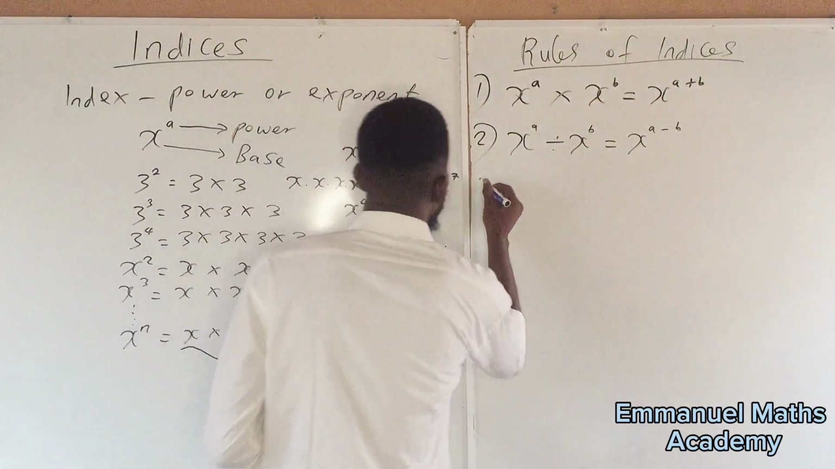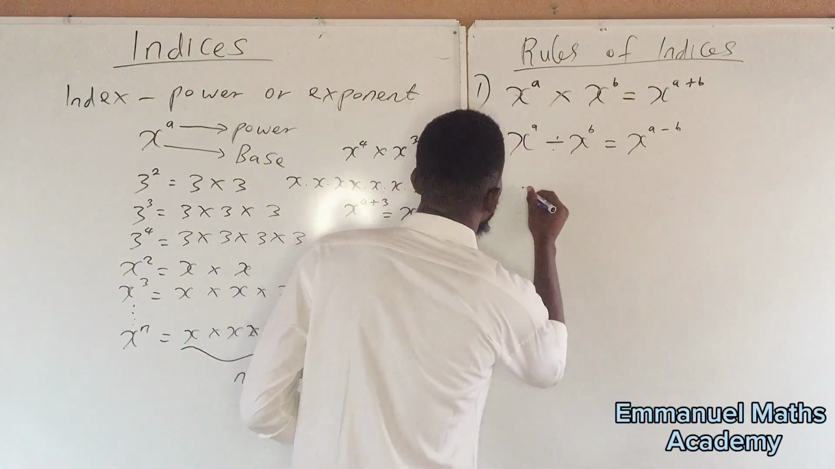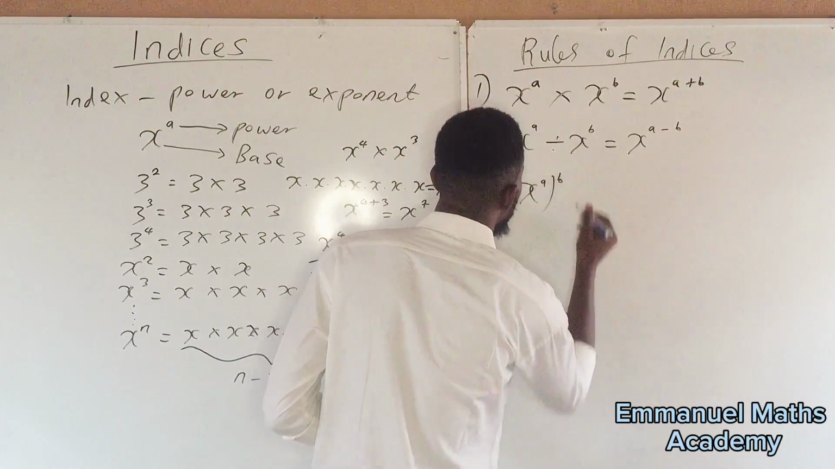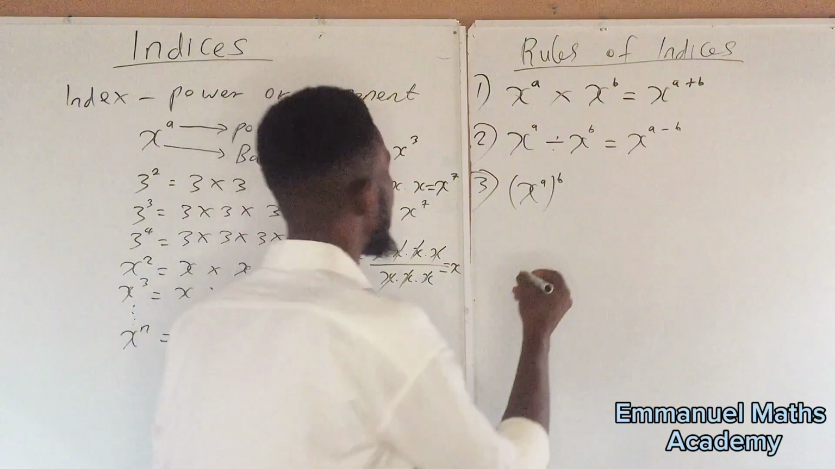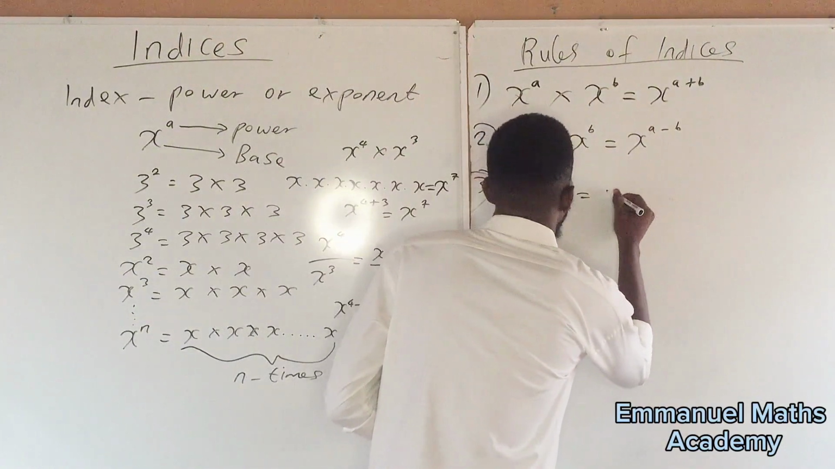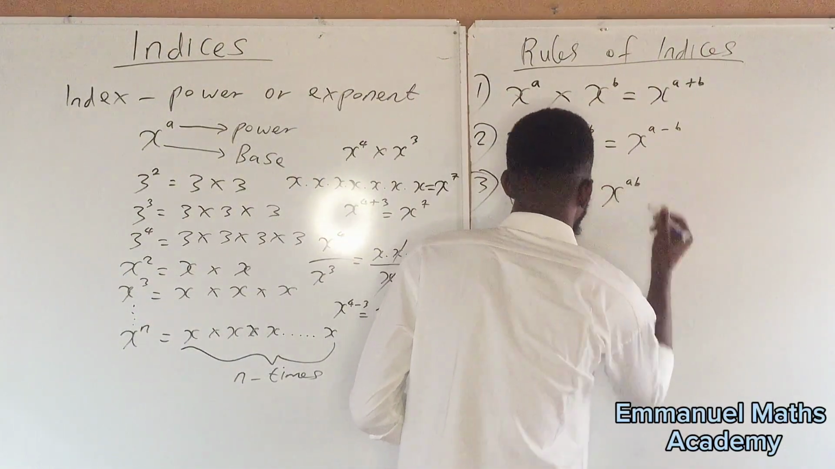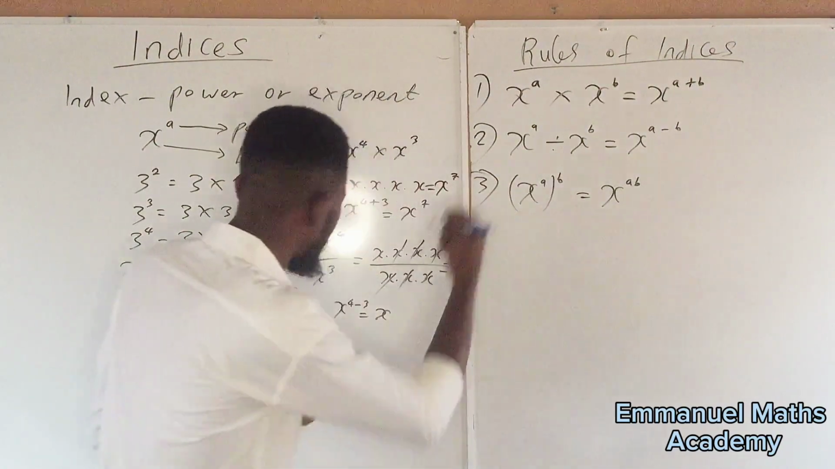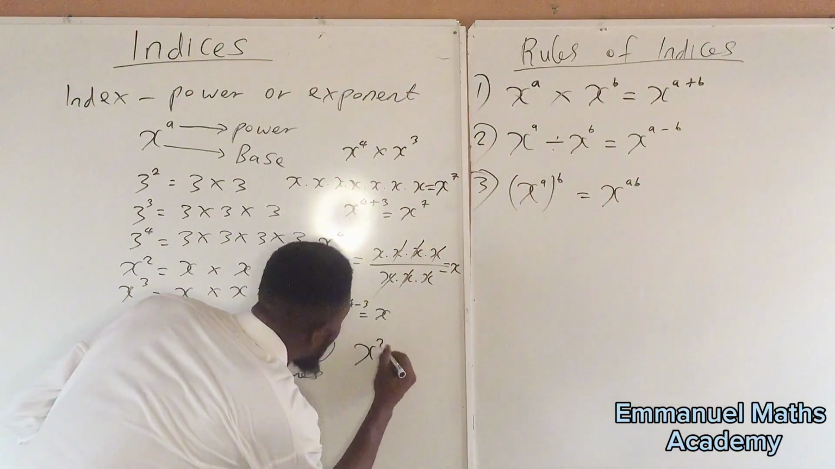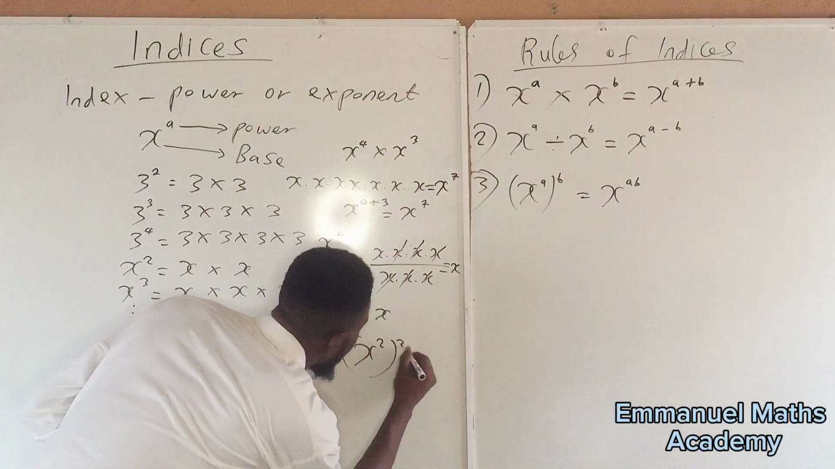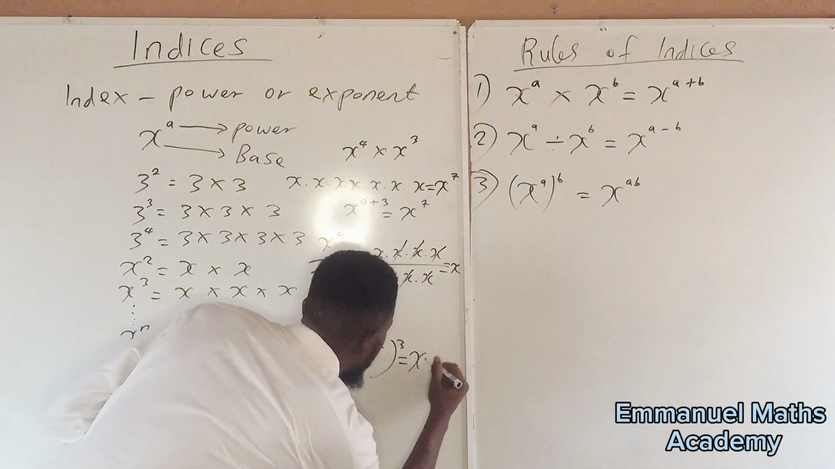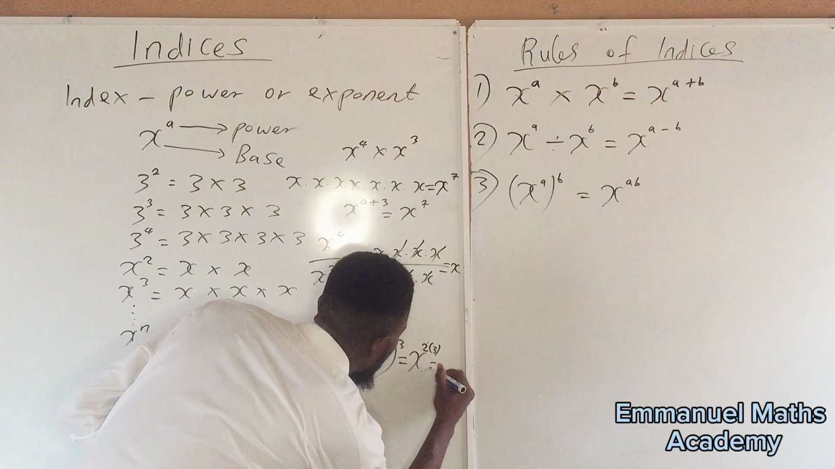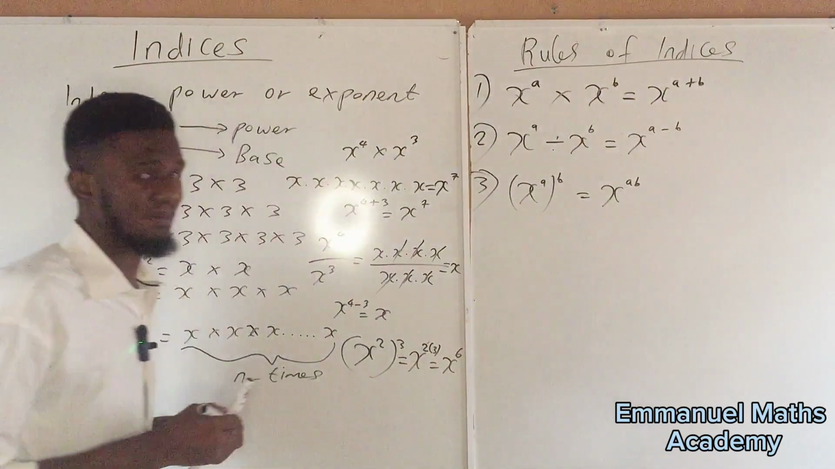Now the third rule says if you have x power a, power b, that's the power of power. Now this is the same thing as x raised to power a times b. It means that the powers will multiply. Now that means if you have x raised to power 2, power 3, this is the same thing as x raised to power 2 times 3, which is equal to x raised to power 6.